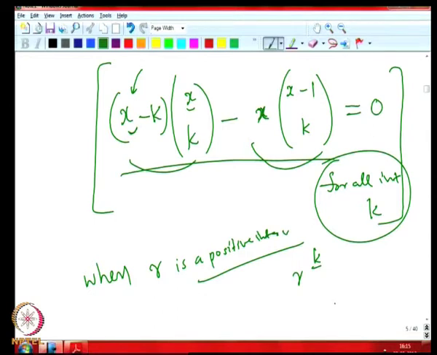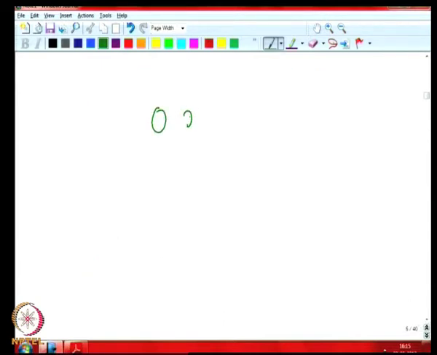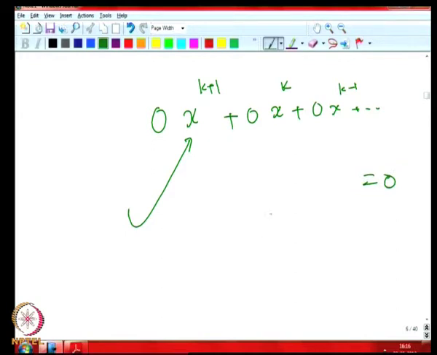So if that is the case, what do we infer? That a polynomial, if it is not identically 0, for instance, a polynomial of this sort, 0 into x raised to k plus 1 plus 0 into x raised to k plus 0 into x raised to k minus 1 and so on. This polynomial, whichever value you substitute for x, will evaluate to 0, right? So this is the 0 polynomial, right?